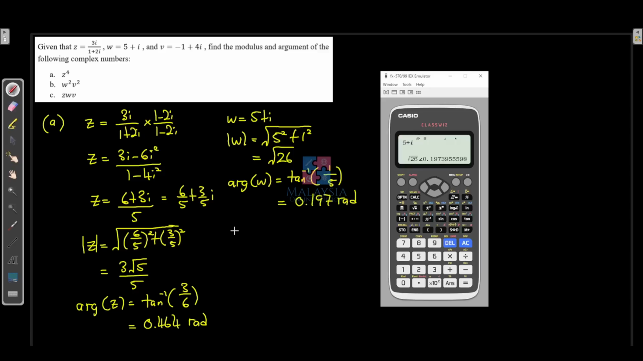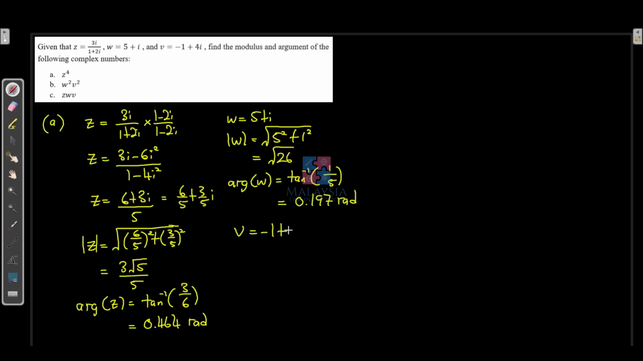And then for the last one, we have v, and that is negative 1 plus 4i. By the way, I forgot to mention that we are using this formula because 5 plus i is also in the first quadrant. But for v, you can see that it is in the second quadrant. So when you are finding the argument, please don't forget to consider that v is in the second quadrant. The modulus is going to be square root of negative 1 squared plus 4 squared.